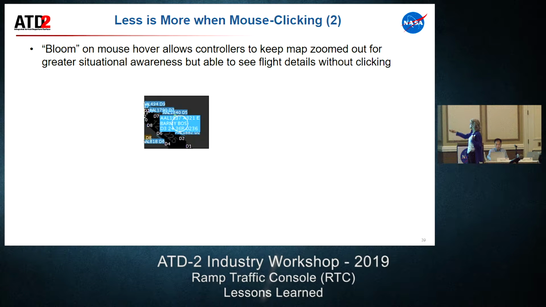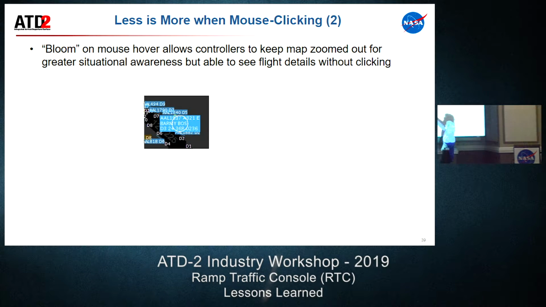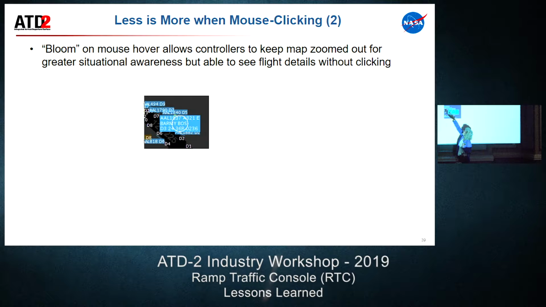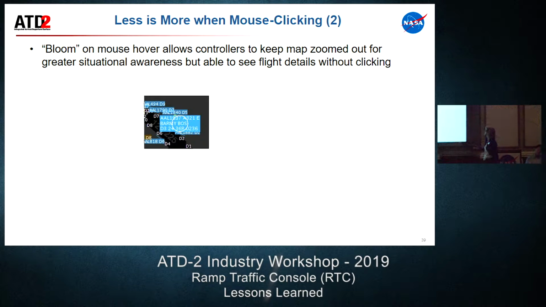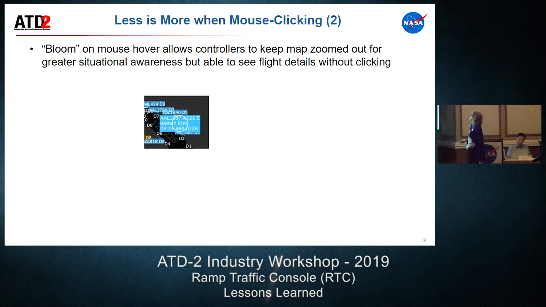And then this is what I was mentioning previously. You can see that these flight strips only have the call sign listed, but if you bloom over the flight, then that shows all the data. That's just by hovering the mouse over the strip, so the controller doesn't have to click it. They get more data with less work.